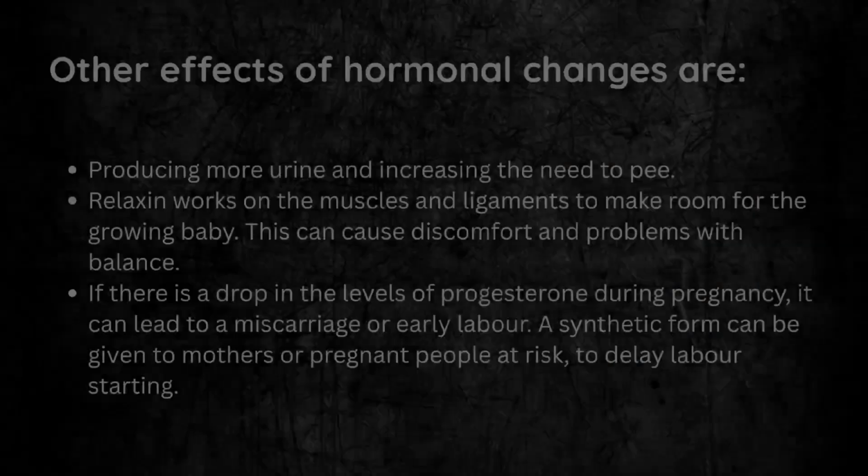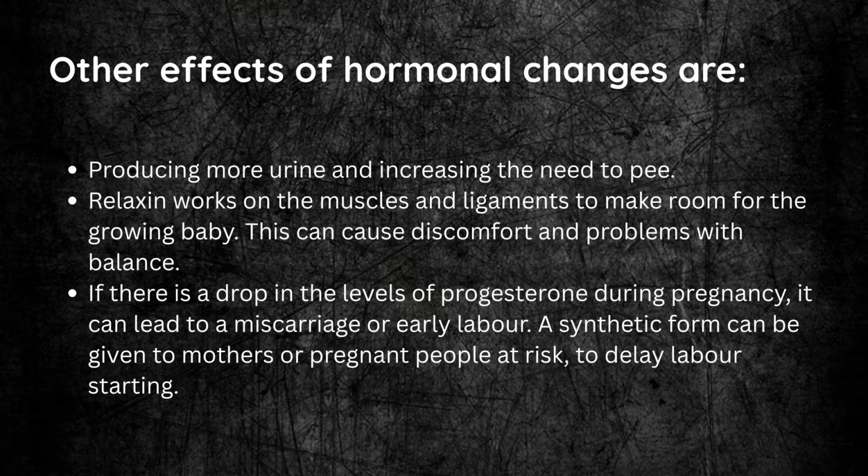Other effects of hormonal changes are, since HCG boosts blood flow to the kidneys, it produces more urine and increasing the need to pee. Pee is urinate. And relaxin works on the muscles and ligaments to make room for the growing baby. This can cause discomfort and problems with balance. And if there is a drop in the levels of progesterone during pregnancy, it can lead to a miscarriage or early labor. A synthetic form can be given to mothers or pregnant people at risk to delay labor starting.